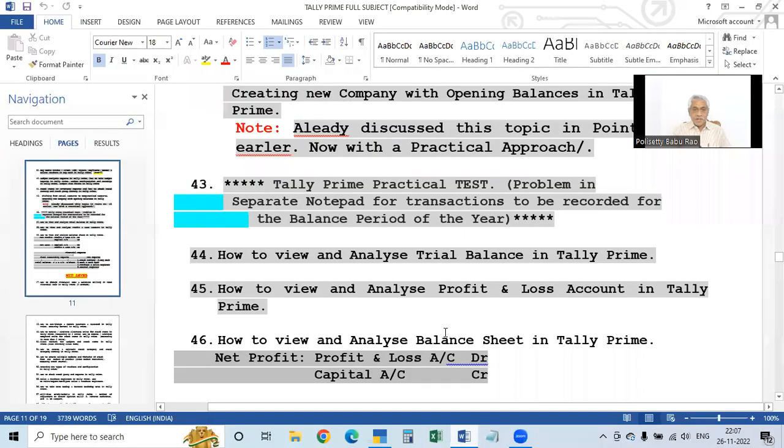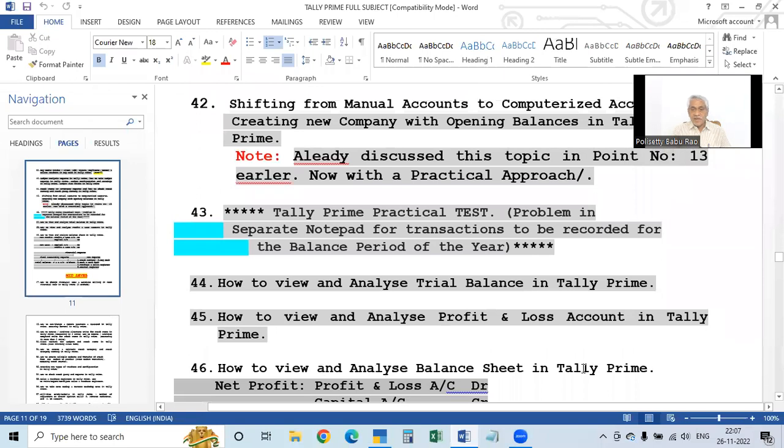In the trial balance, all the others, capital and liabilities as well as assets, will remain. Those accounts, that is the capital, liabilities and assets, are taken to the balance sheet. I will share the screen. See here, today our topic, as I told you already, is how to view and analyze the balance sheet in Tally Prime. That's what we are going to learn now.